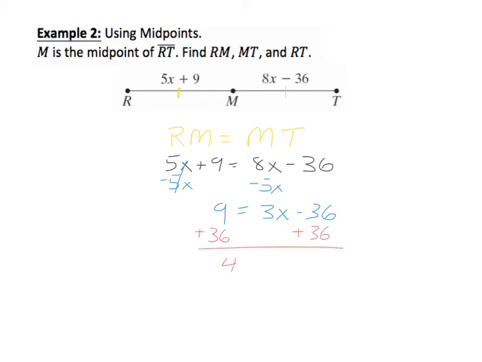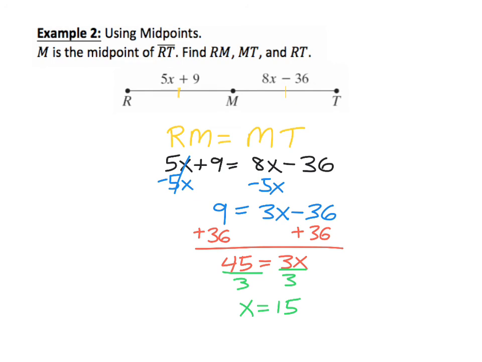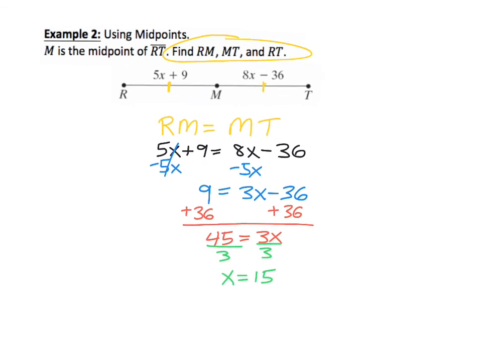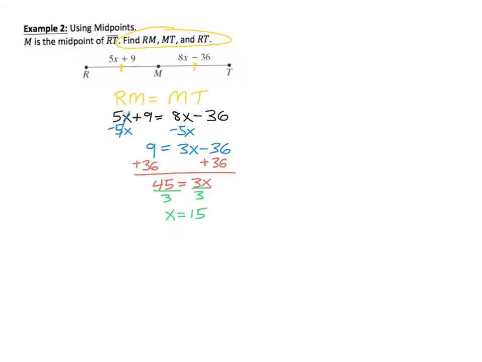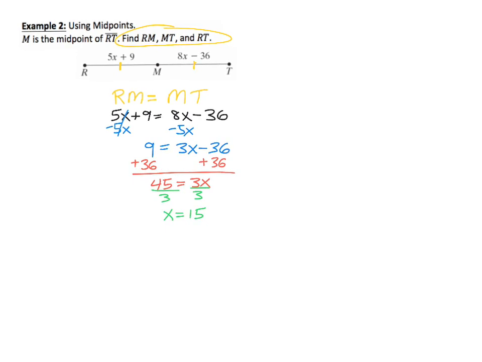And that brings us down to 45 equals 3x. And we're one step away now, just divide both sides by 3. And we end up with x equals 15. Now notice x equals 15 is not even what we're looking for. The directions here say to find the length of RM, MT, and RT. So just like before, we're going to go ahead and take those numbers and plug them in. So I'm going to zoom out here a little bit. And let's go ahead and start with RM.